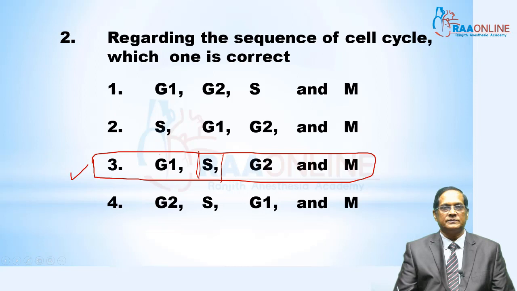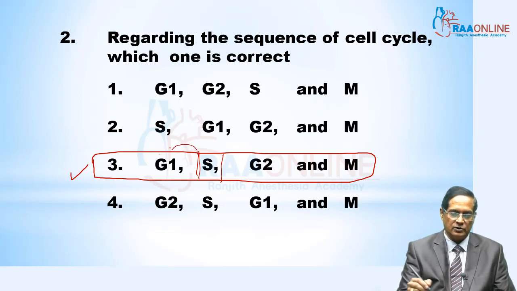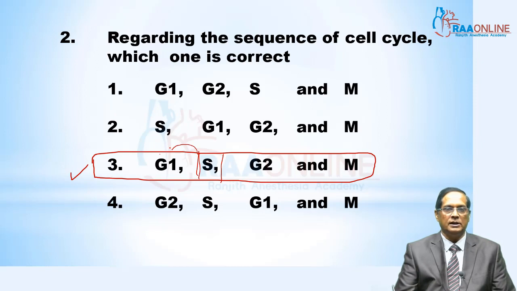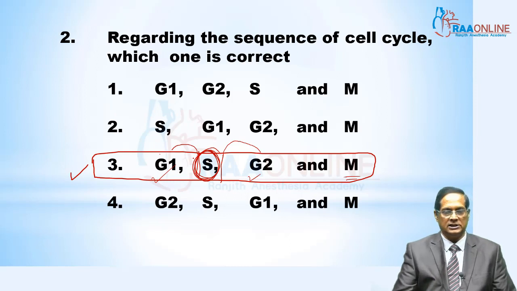The S phase is a key phase, that is the synthesis phase or DNA synthesis phase. G1 is prior to DNA synthesis, that's why it is the pre-DNA synthesis phase. G2 is the post-DNA synthesis phase, followed by the M phase. The actual phase in which DNA is replicated is the S phase.